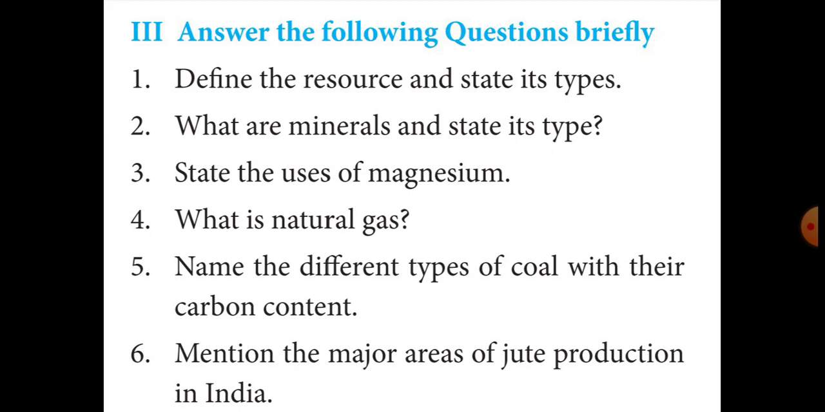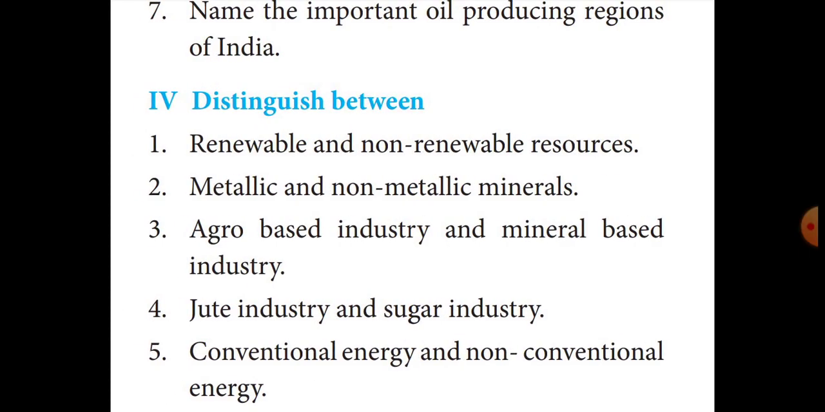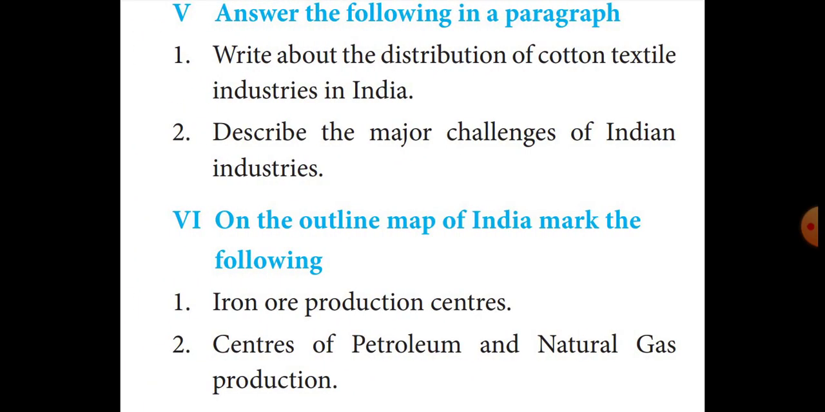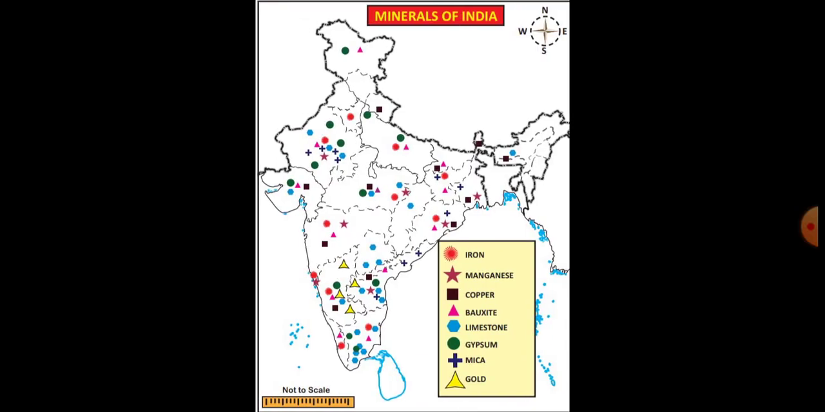Then Roman number 4: Distinguish between. First and second question: renewable and non-renewable resources, metallic and non-metallic minerals. For the first and second question, refer to the guide. Then Roman number 6, map question. First question: iron ore production centers.